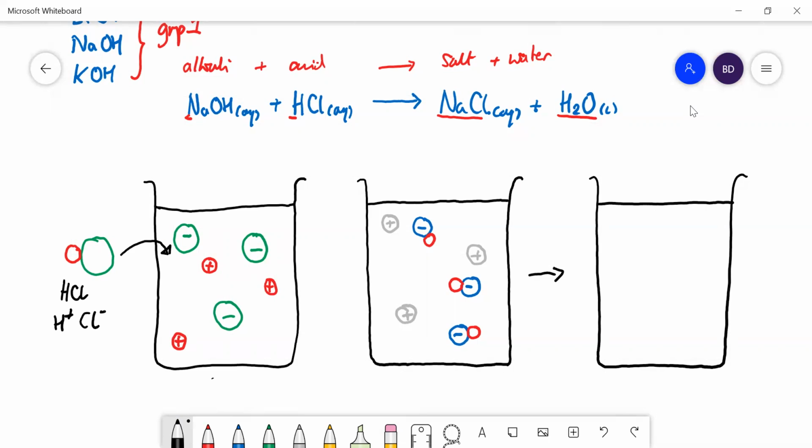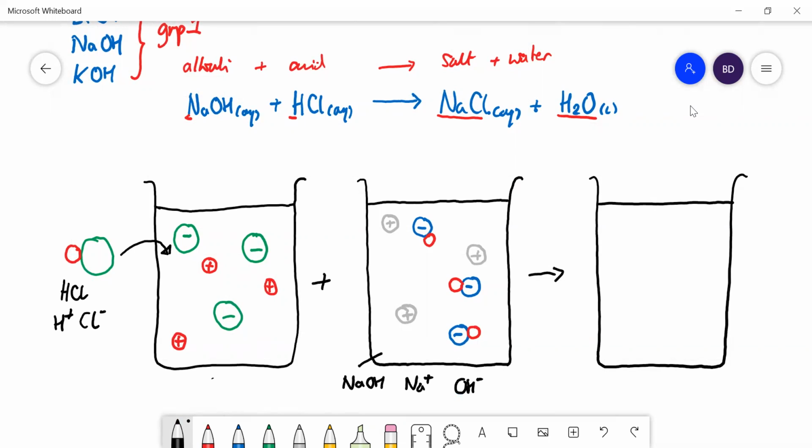In this beaker, we have the sodium hydroxide. Now, sodium hydroxide is an ionic substance, so it splits up into ions, and those ions float about separately. They are the Na plus ions, sodium ions, and the hydroxide ions, which I've drawn as a blue oxygen with a red hydrogen attached to it. And they're negatively charged.